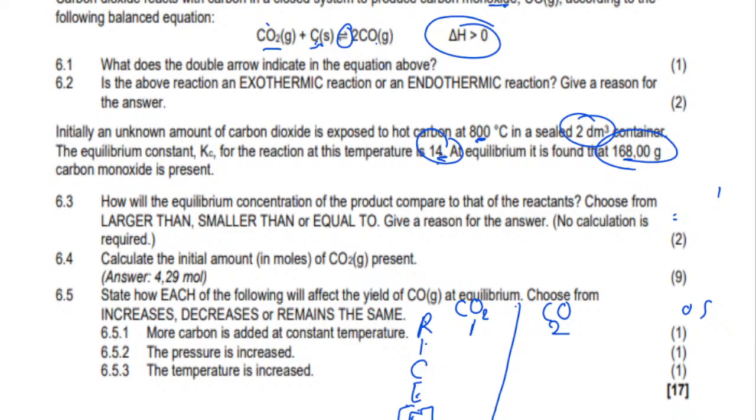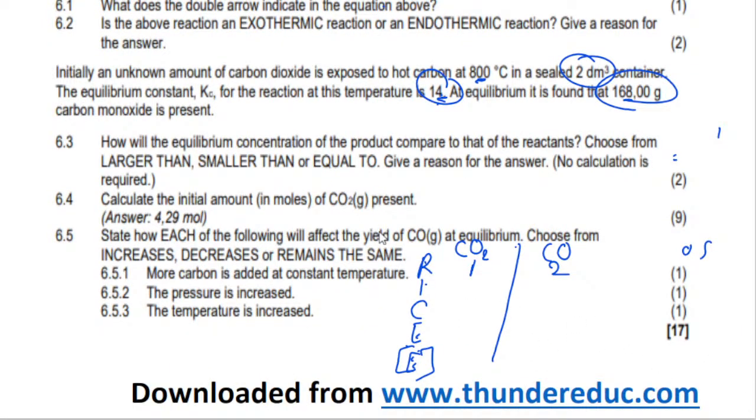What is the initial amount? We don't know. Let me call it initial. This means what you started with. In this case, we don't know because that's what they are asking us to calculate. They say to calculate the initial amount of moles of carbon dioxide, so let me call it X, or I can call it Y or Z, whatever. And here, products always start with 0 unless they say they added some.